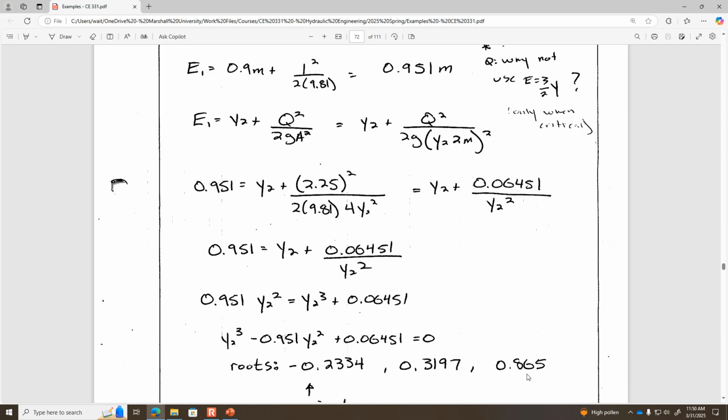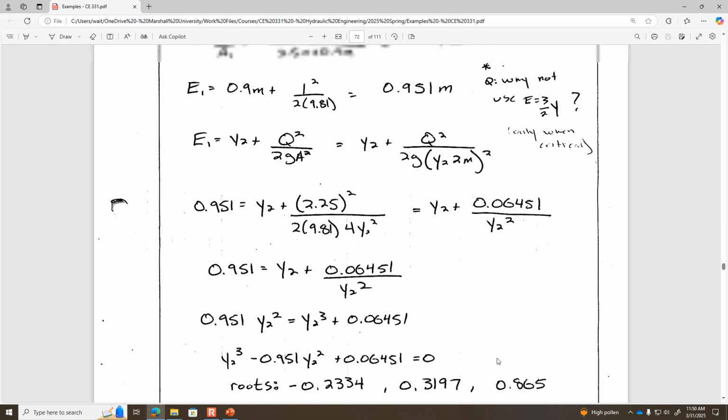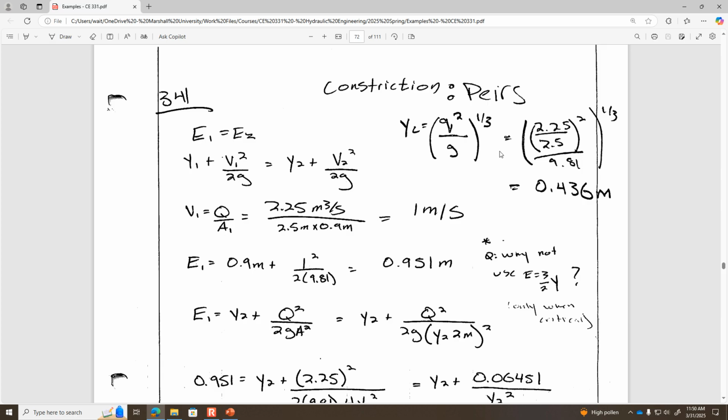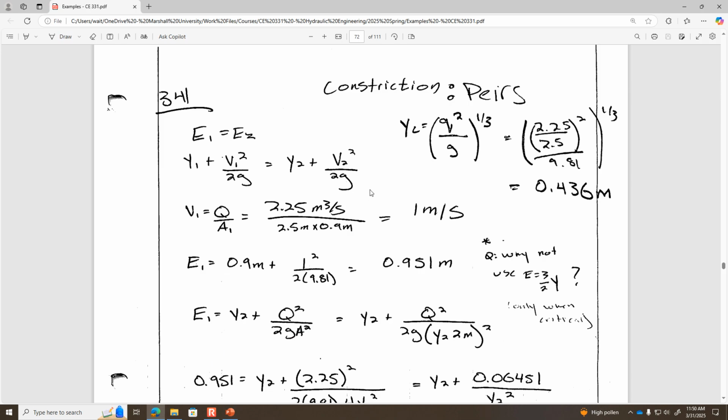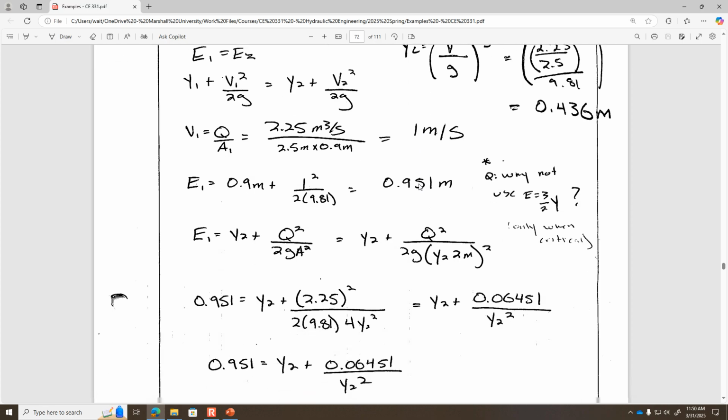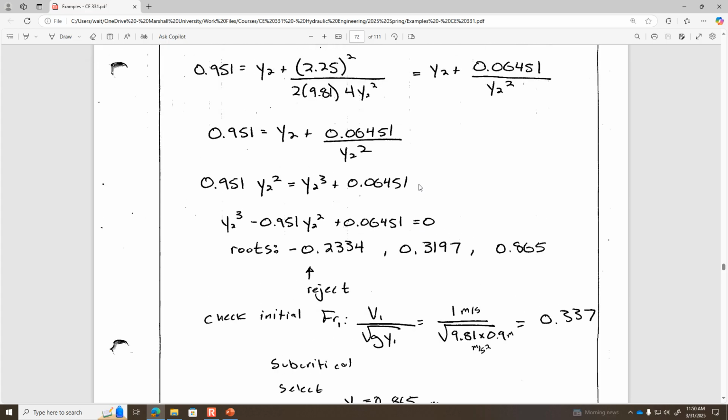Well, there's a couple of ways we can assess whether we should choose the supercritical or the subcritical. One would be just to find out what was the critical depth before the constriction. So the critical depth before the constriction was 0.436 meters, and the actual flow depth was 0.9. So that means that if Y1 is greater than Yc, then that means subcritical flow. The other is that we could calculate the Froude number at 1 and assess the flow regime that way. And so the Froude number at 1 is 0.337. So that also confirms that at 1 the conditions were subcritical. So we should select this flow depth.